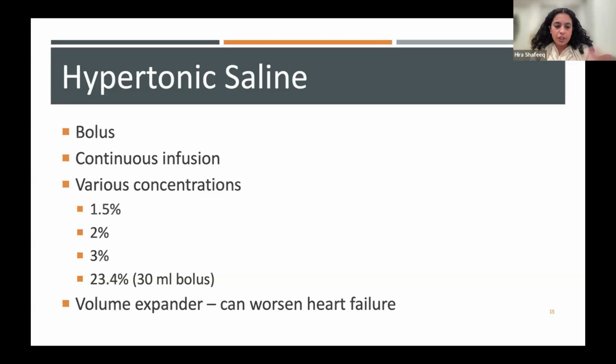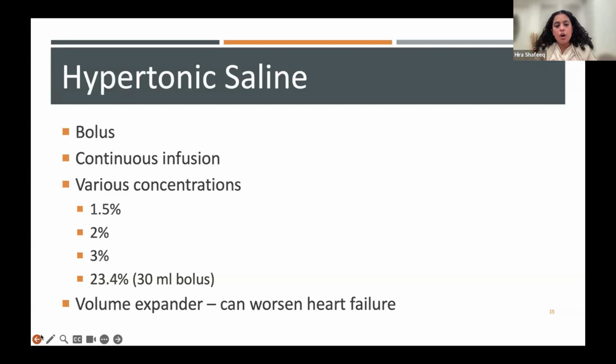It comes in various concentrations. It's important to know what your hospital's formulary is. Know that up to 2% can be given peripherally, but anything higher than that, you do need a central line because of the risk of extravasation. The highest concentration is the 30 ml bolus that's available. It should be available, I would say, as an emergent medication in any of the neurological ICUs or in any of the ICUs where you may need to care for neurologically injured patients, because it's a medical emergency.